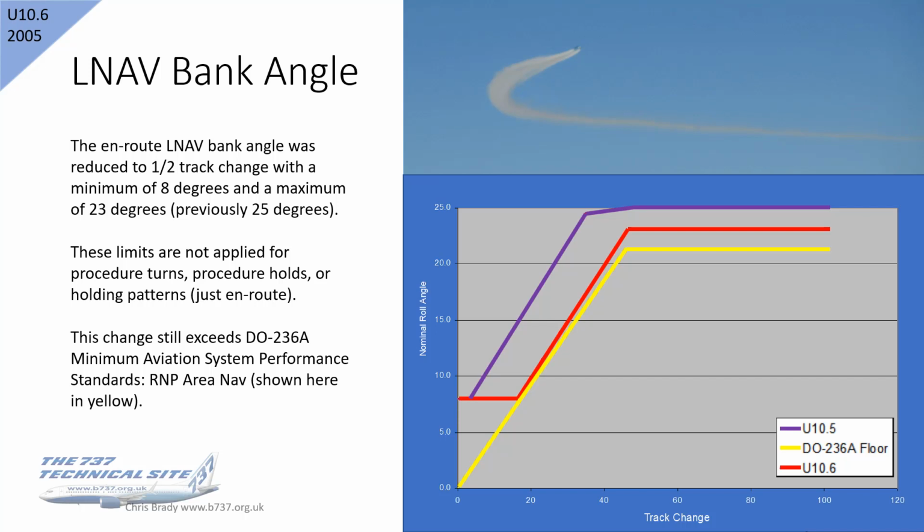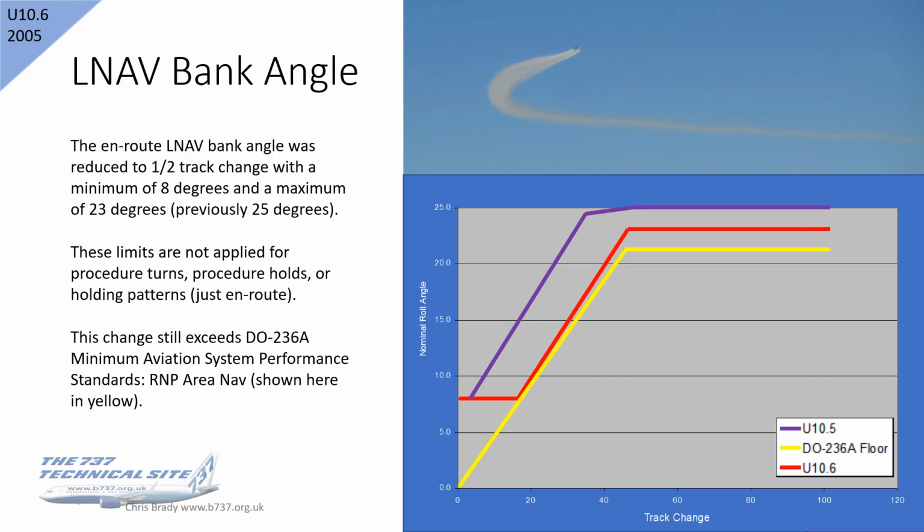to optimum or maybe above it, but slightly below max altitude, then that could have an impact on your altitude capability. And I say these limits are just for en route. The reduced bank angle isn't applicable for procedure turns, holds, or holding patterns. So it's just en route.